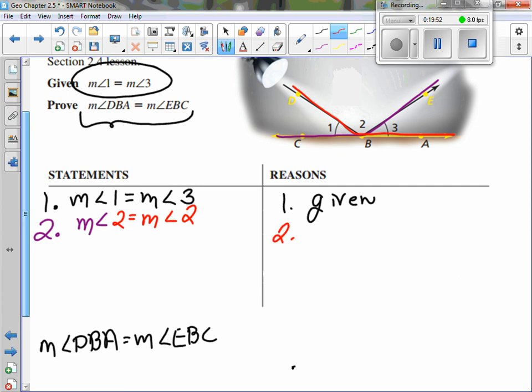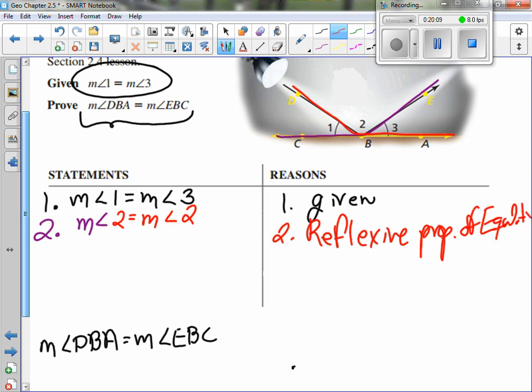It's equal to itself, isn't it? Which is our what? The reflexive property of equality. Now that might seem redundant, but we're going to go on and state it. We're going to state that angle 2 is equal to the measure of angle 2.